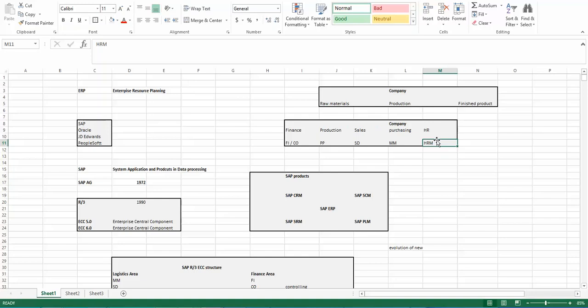So what happens in this case is that the company comes and tells you that they want SAP to be implemented in their company, and this is the company's structure. They have a finance department, they have a production department, and they manufacture a product and sell it to the customer. So they also have a sales department, and for having the product manufactured, they need raw material. So for that, they have a purchasing department, and in this fashion, they also have an HR department to take care of the resources that they hire.